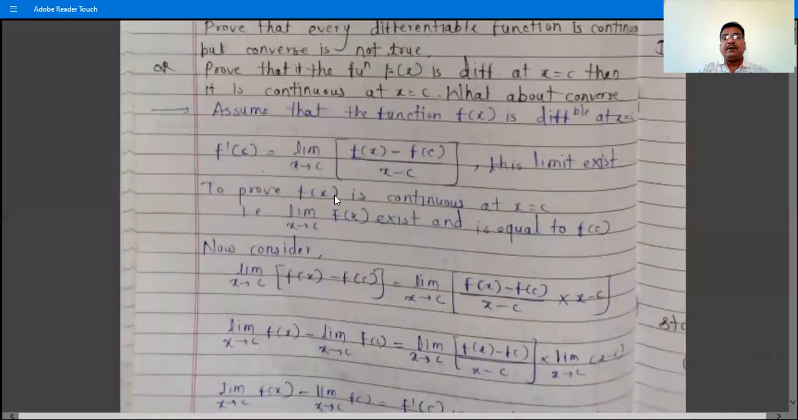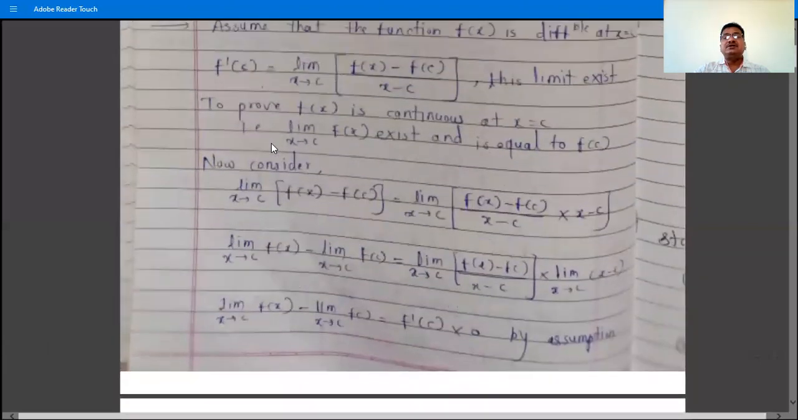Now to prove f(x) is continuous at x is equal to c, we have to show that the limit x tends to c of f(x) exists and is equal to f of c. When we say f(x) is continuous at x is equal to c, we know that the definition is what? The limit x tends to c of f(x) exists and is equal to f of c.